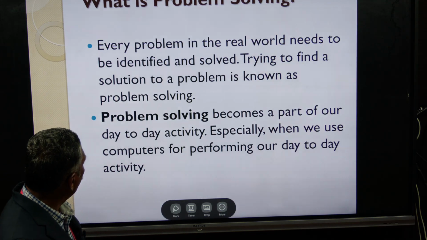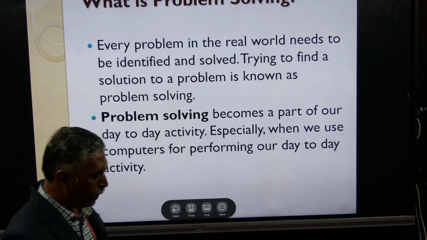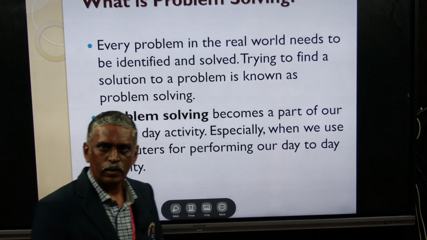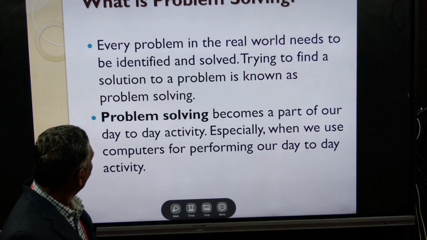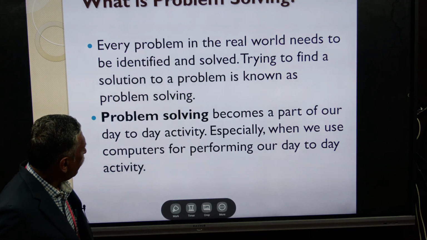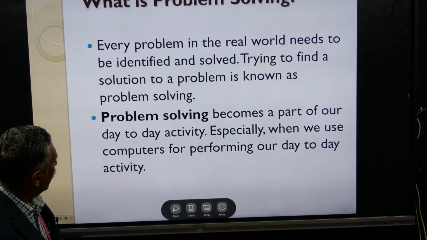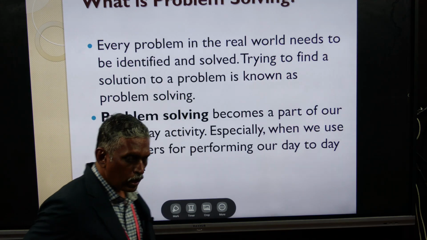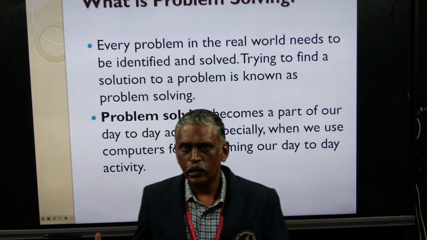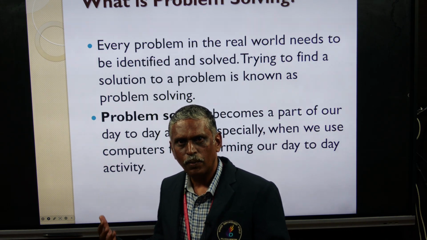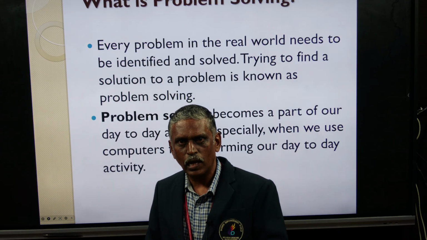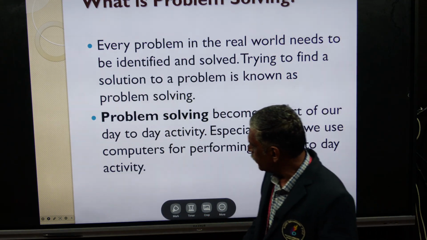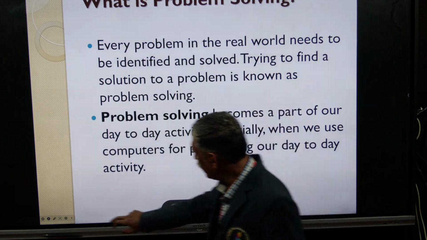Trying to find a solution to a problem is known as problem solving. Finding a solution either manually or with the help of a computer, we can solve the problem. Problem solving becomes a part of our day-to-day life, especially when we use computers for performing our day-to-day activity. So computers are used for automation. Our day-to-day activities can be automated with the help of computer. Computer assists human being in solving a problem. So computers are machines that can be helped for solving a problem in our day-to-day life.